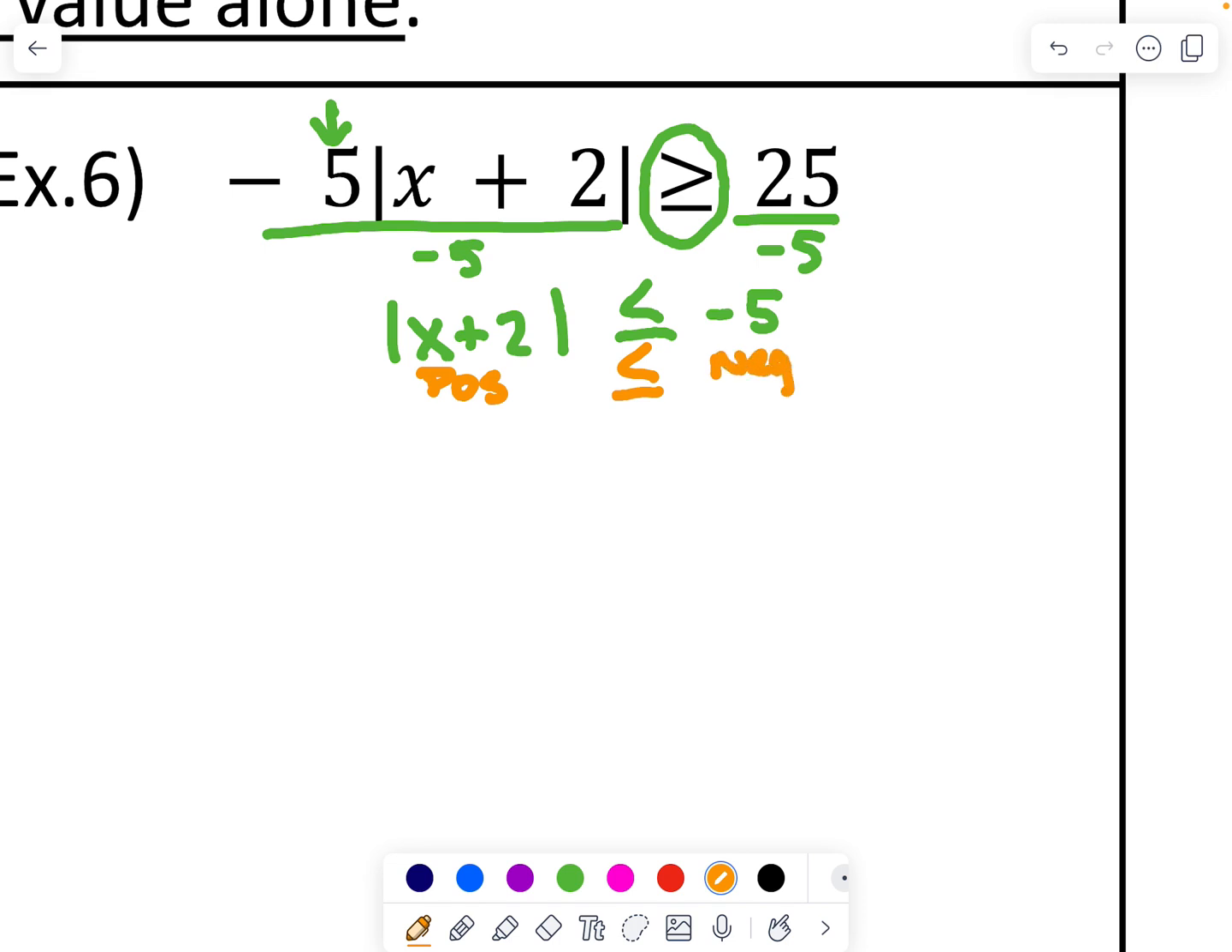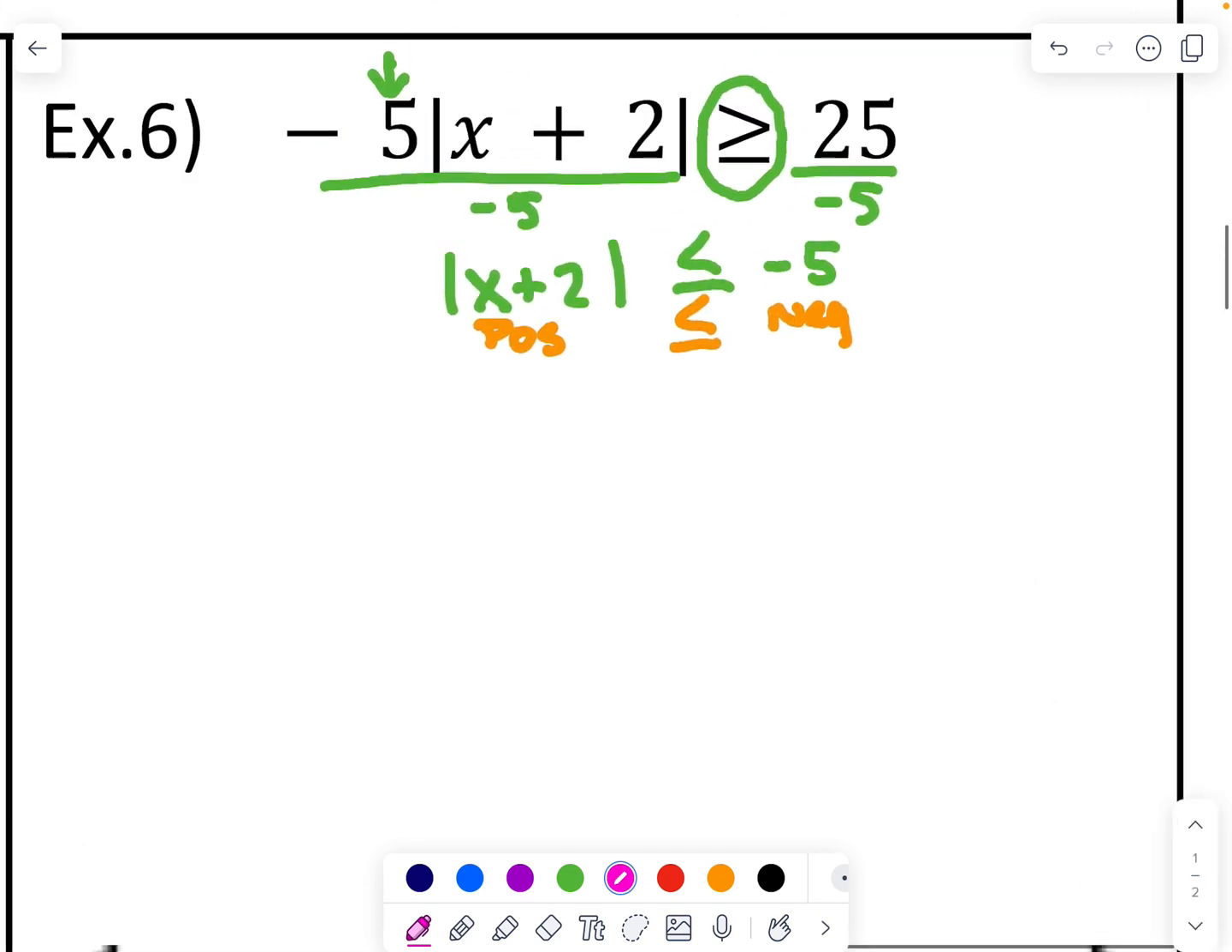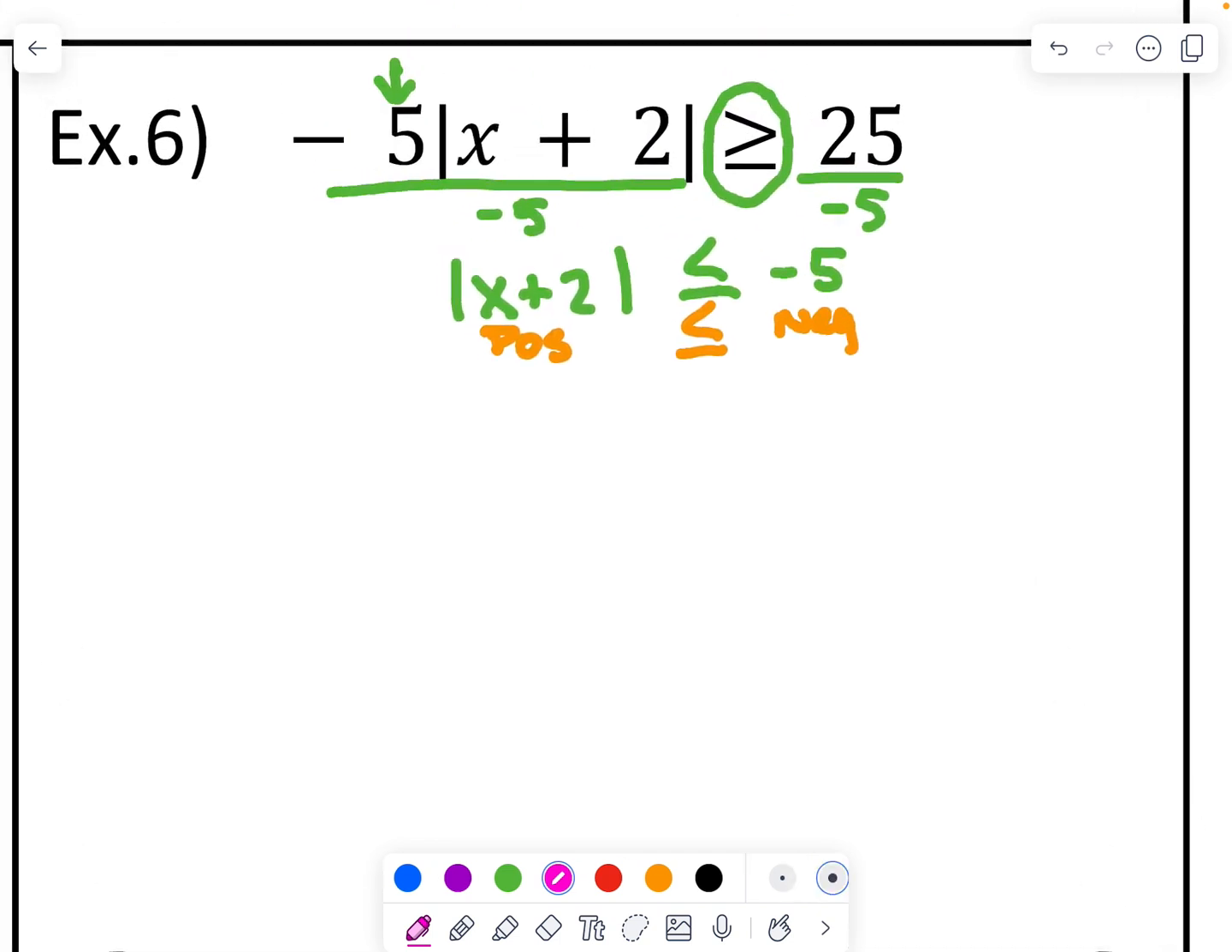Is that ever going to happen? That is never, ever going to happen. So that's no solution. So when we look at our graph, it is done. We're not putting anything on our graph. But let's see how we can notice it.